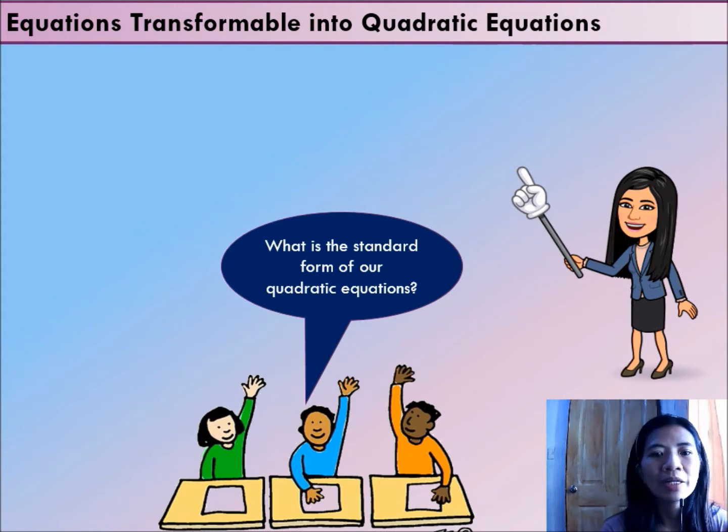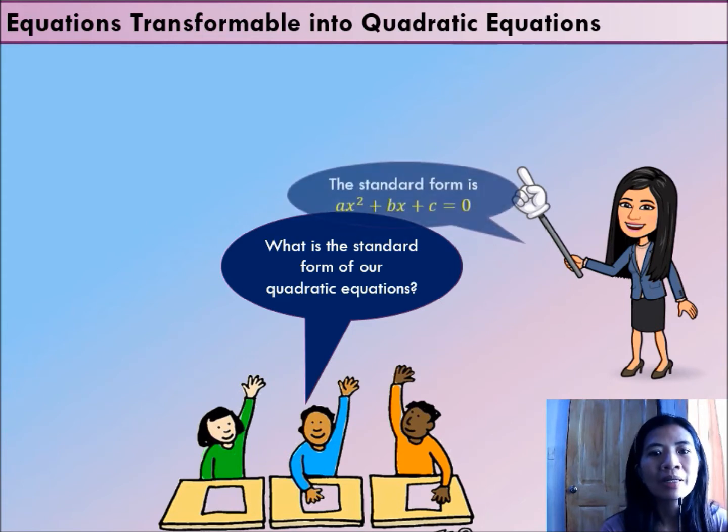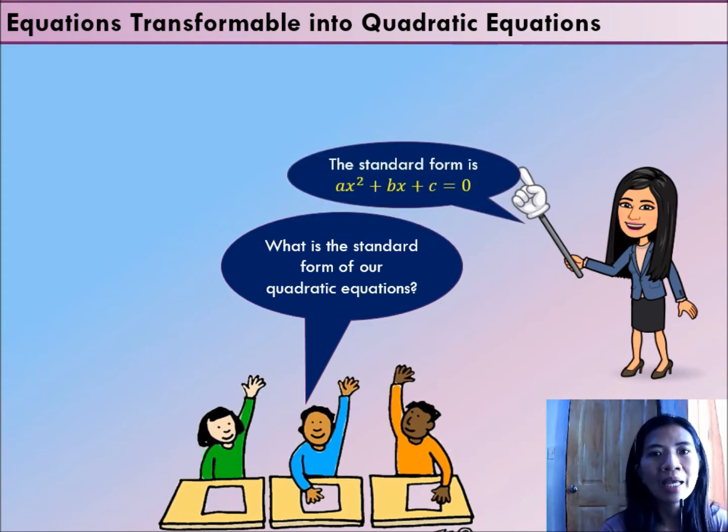What is the standard form of our quadratic equations? Based on our previous lesson, the standard form is ax squared plus bx plus c equal to 0, wherein ax squared is the quadratic term, bx is the linear term, and c is the constant term.